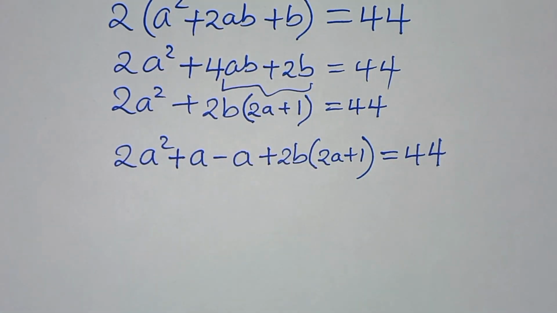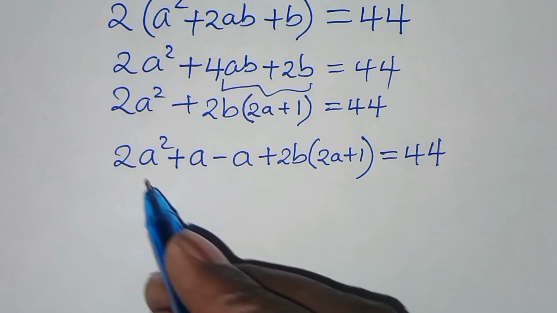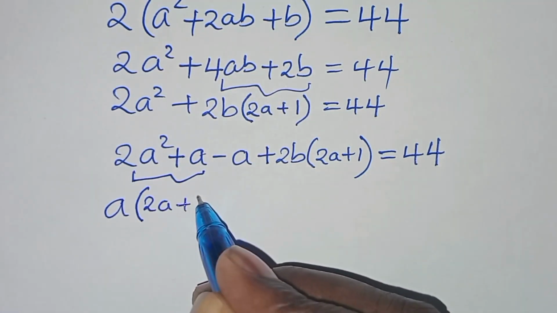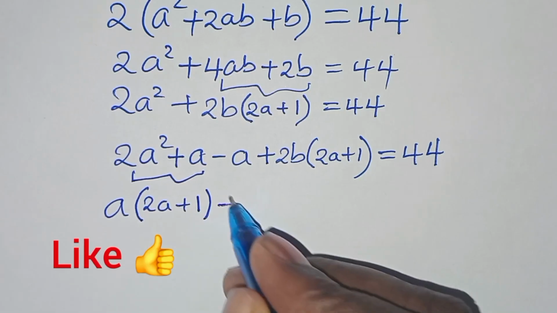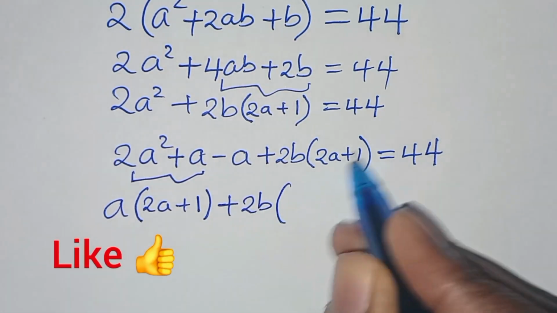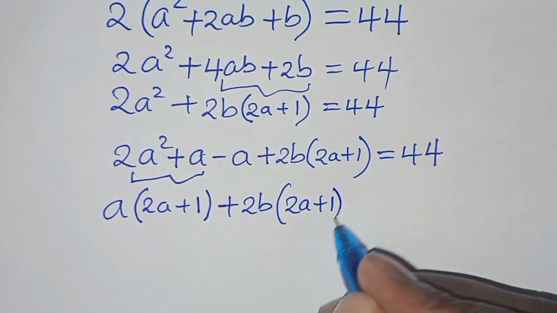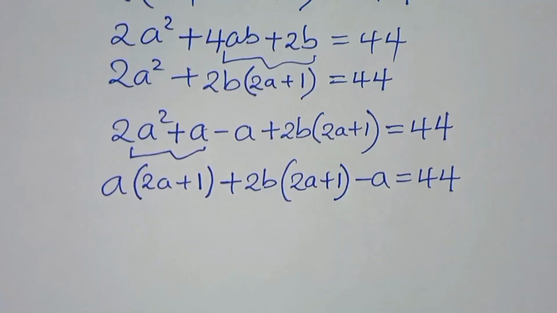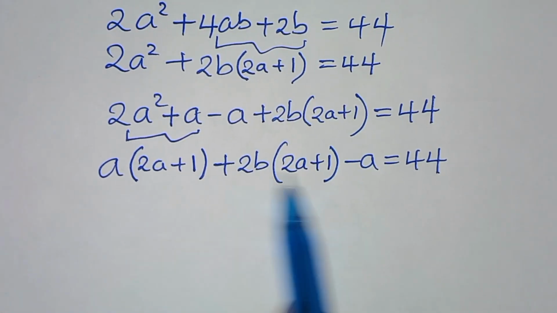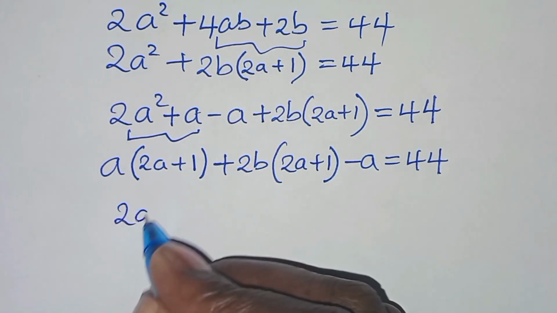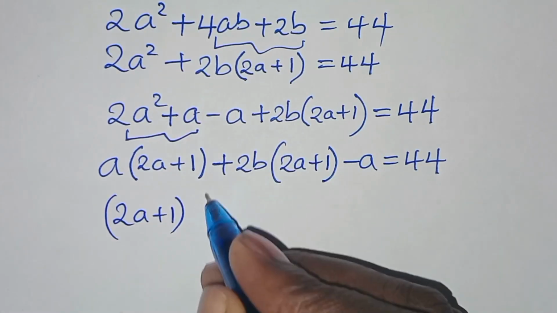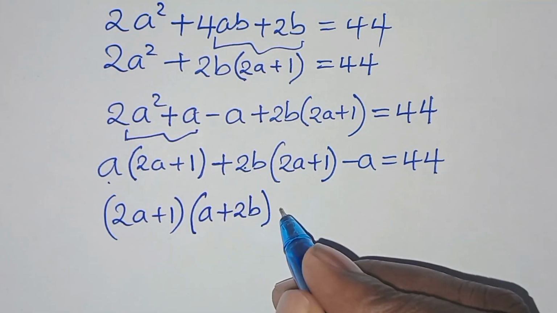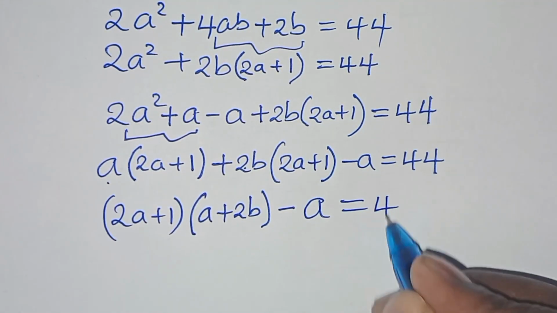Now the next step from here, let's factor out a, so this is a into the bracket, 2a plus 1, then plus 2b into the parentheses, 2a plus 1, then subtract a, equal to 44. Now 2a plus 1 is common here, so we can factor out 2a plus 1. Then here we'll have a plus 2b, subtract a, equal to 44.